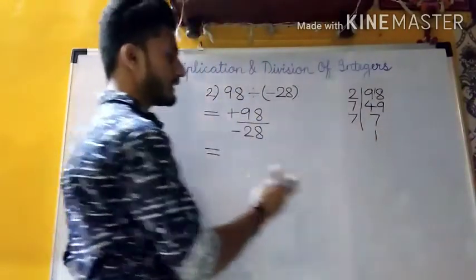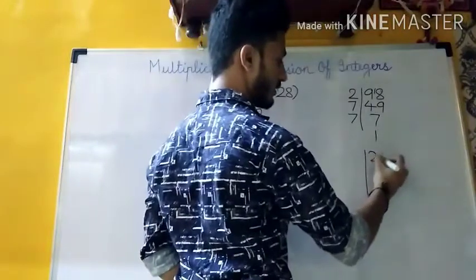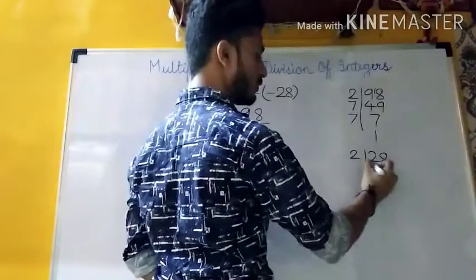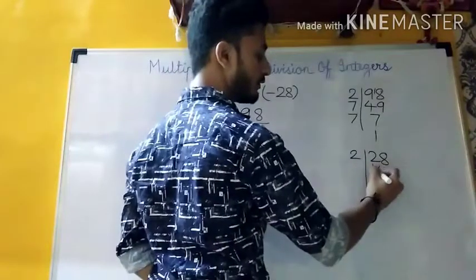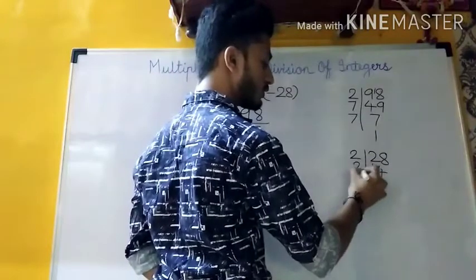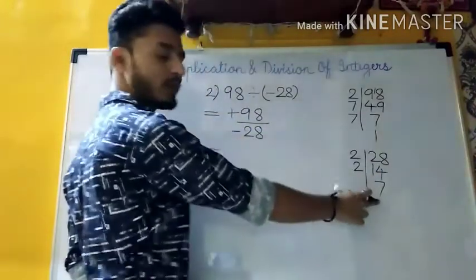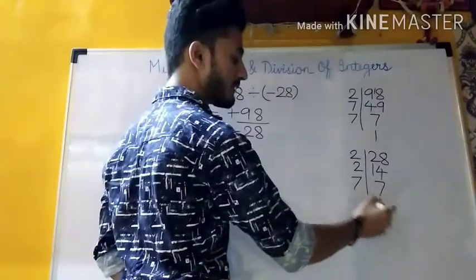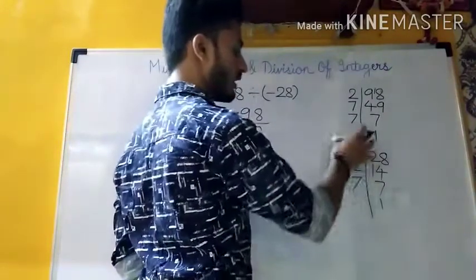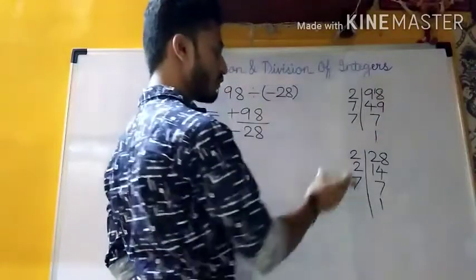Now we'll go for 28. So prime factors for 28: 2 1s are 2, 2 4s are 8. Now again 14 can be divided by 2, so 2 7s are 14, and now we get 7. So 7 is a prime number, 7 1s are 7. So these are the prime factors of both the numbers.